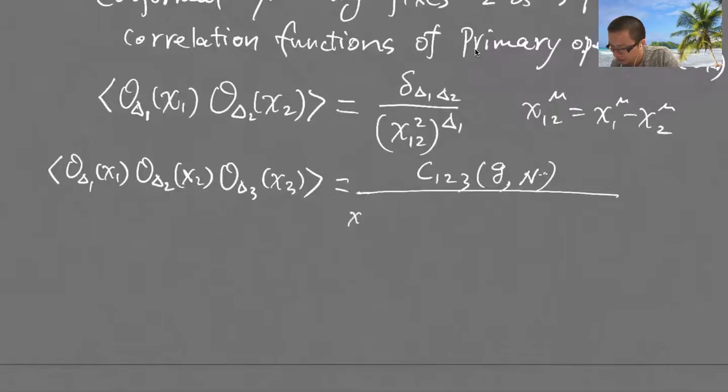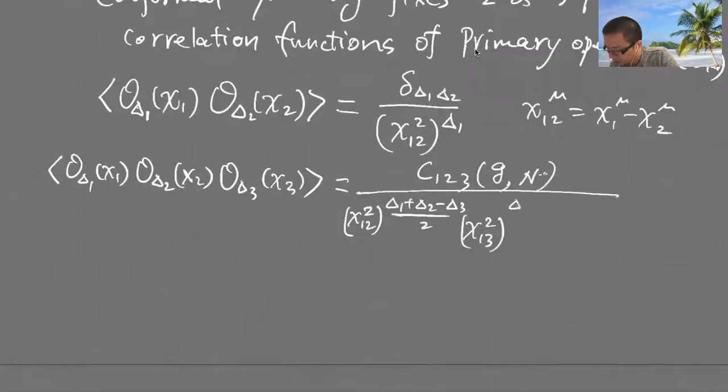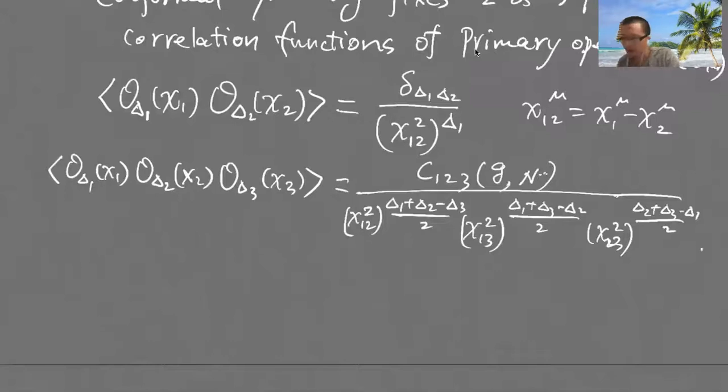So this is given by x1,2 squared to the power of delta 1 plus delta 2 minus delta 3 divided by 2, x1,3 squared to the power of delta 1 plus delta 3 minus delta 2 divided by 2, and similarly x2,3 squared to the power of delta 2 plus delta 3 minus delta 1 over 2.